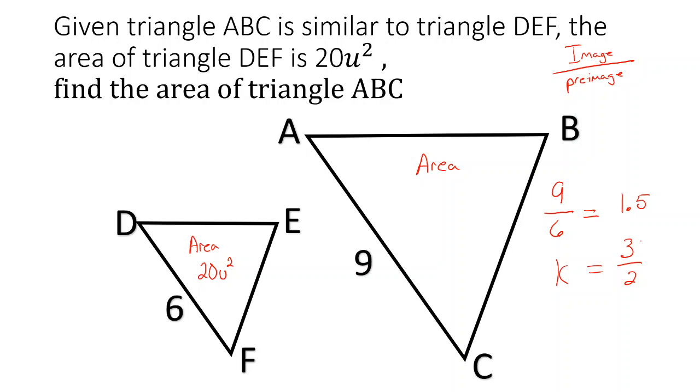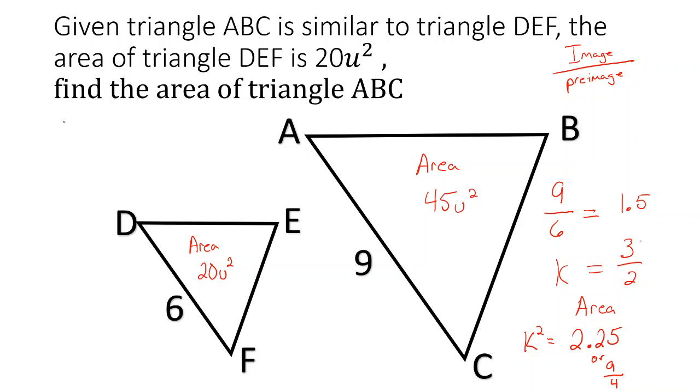So if we're applying this to area, remember we've got to square that. For area, we have to square it. So if we took 1.5 and squared it, we're going to get 2.25 as my k squared value, or 3 squared is 9 and 2 squared is 4. So your area k value is either going to be 2.25 or 9 over 4. So if I took 20 and multiplied by 2.25, I'm going to get 45. Now again, just like before, there's two ways to do this.